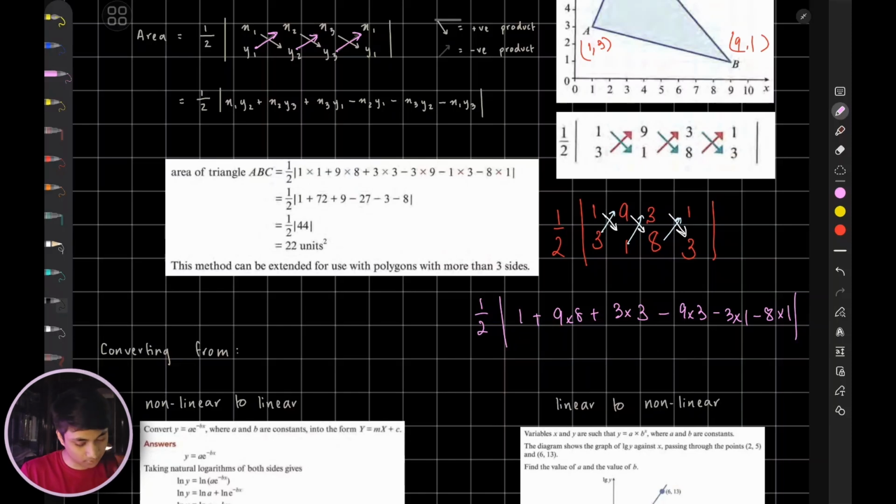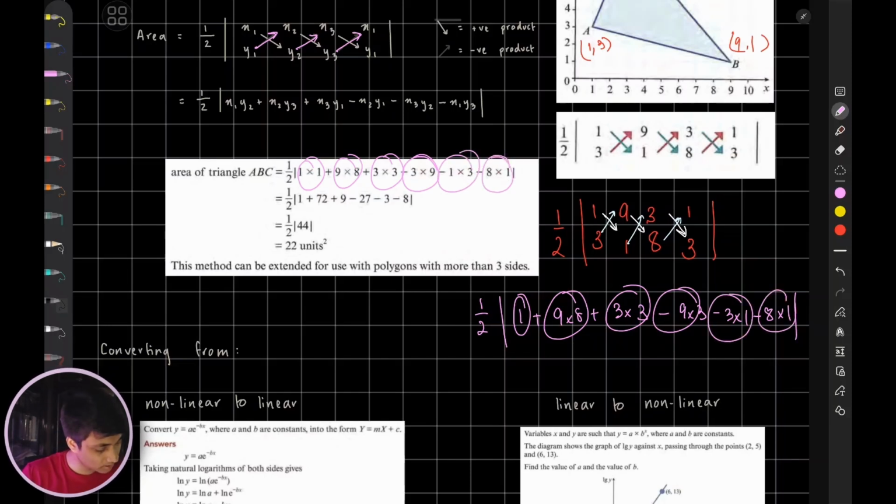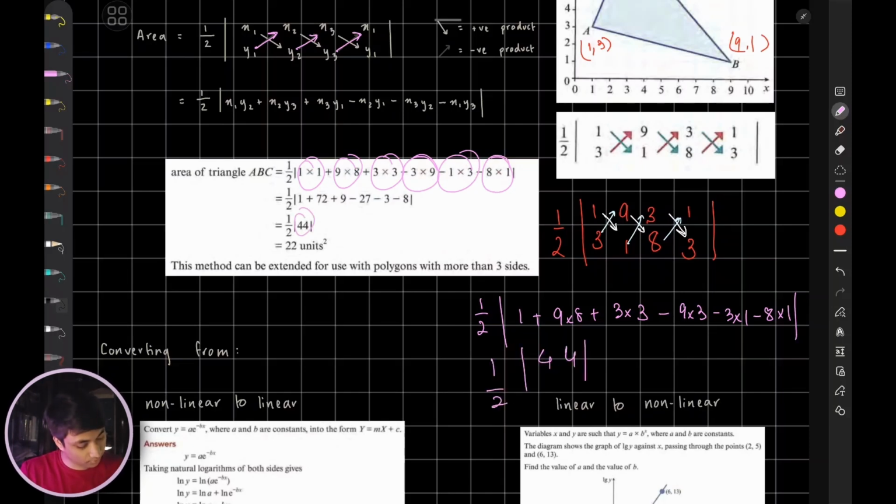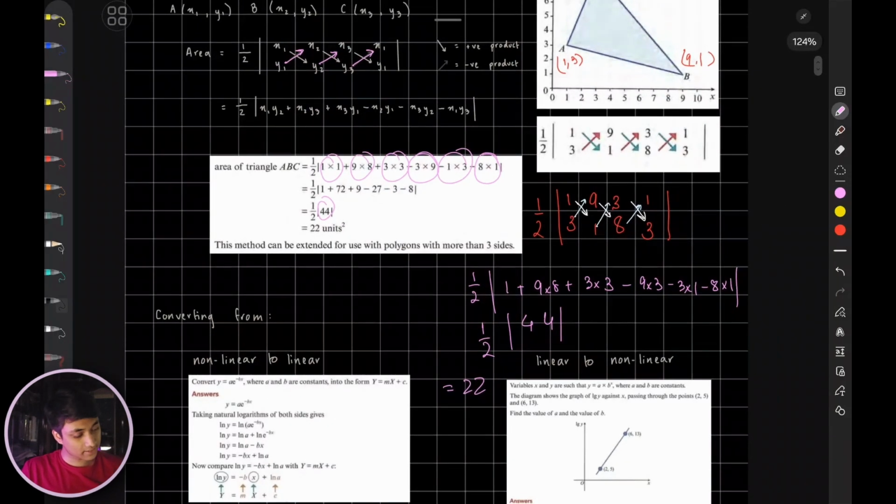let's check by the way with the book answer. Yep, 9 times 8, 3 times 3, minus 3 times 9, minus 1 times 3, minus 8 times 1. So we are correct. Now, when you simplify all of this, whatever value you get, which is going to be 44, I guess, so half times modulus of 44, it's going to be 22. So the area of this rectilinear figure, which is a triangle, is going to be 22 unit square.